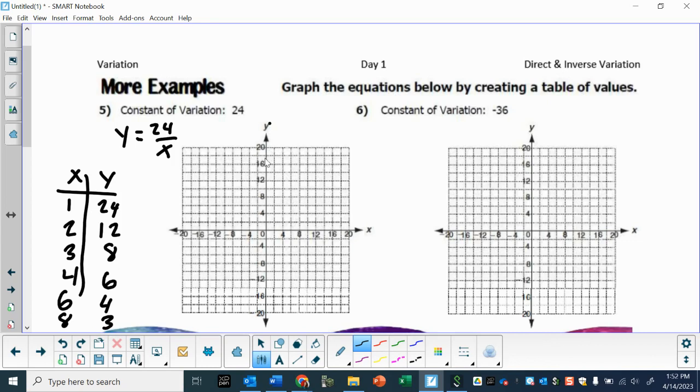(1, 24) is going to be up here somewhere. (2, 12), (3, 8), (4, 6), (6, 4), (8, 3). If we plugged in 12, we'd get 2. And here's our curve.